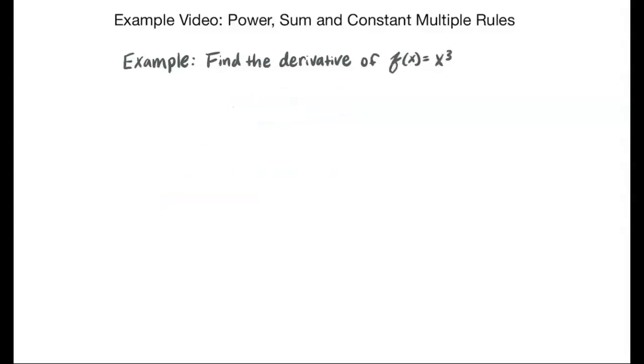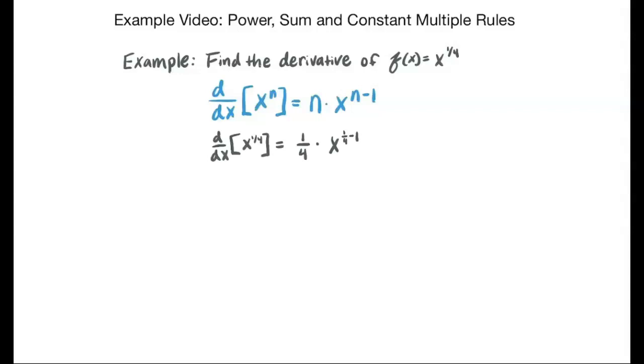Next, let's look at another example. Find the derivative of f of x equals x to the 1/4. What rule do we use to take the derivative of this? There is an exponent on x, so I think we use the power rule. That's correct. Take the exponent, multiply it by the coefficient, or the number in front of the x, and decrease the exponent by 1. We get f prime of x equals 1/4 times x to the negative 3/4.